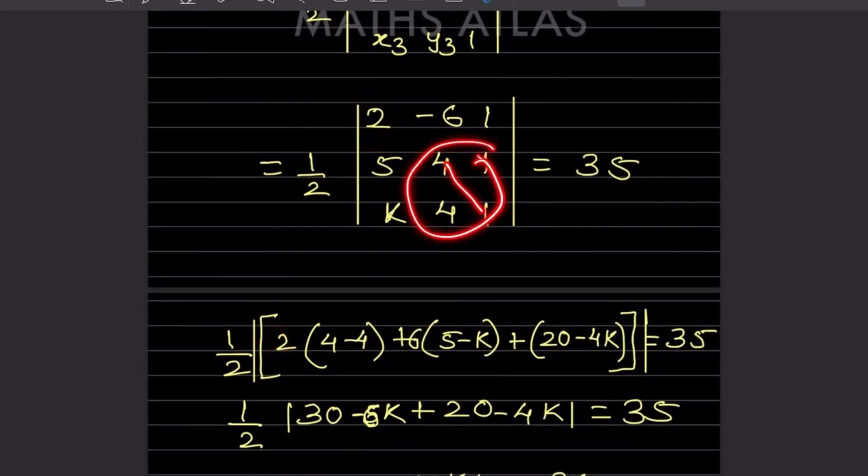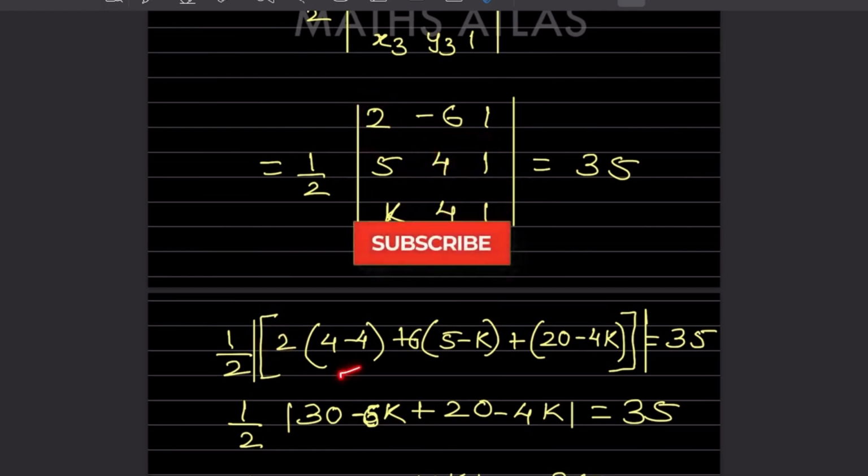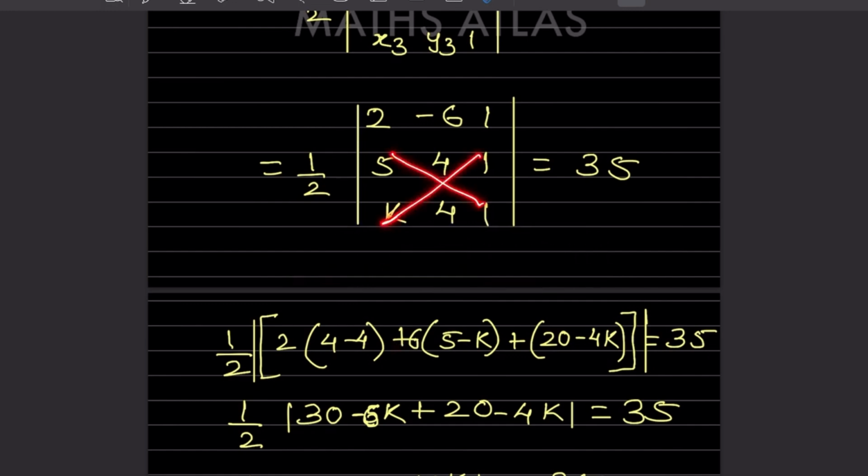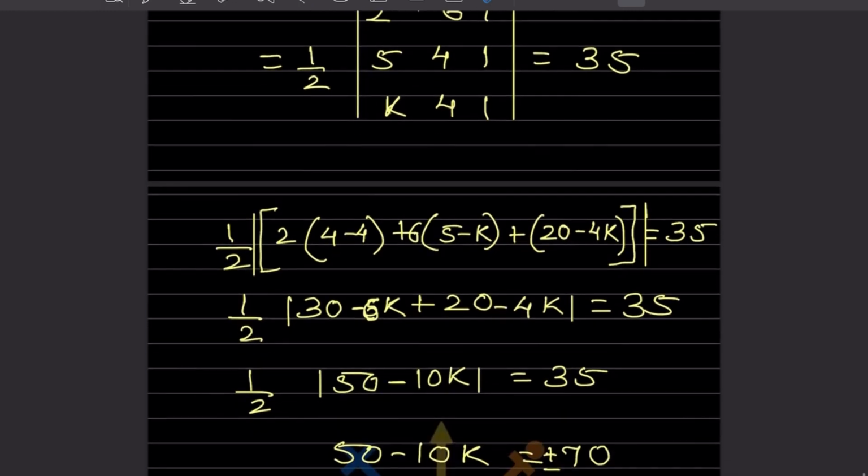Now this one, that will be 4 minus 4. Then from this one we have minus of minus, that will be plus. So we'll consider this 2, that will be 5 minus k. Then this plus, even if we write here 1 or we don't write, it's okay. So now let us put here 20 minus 4k, and this is 35. So now 4 minus 4 will be 0. So 2 multiplied by 0 will be 0.